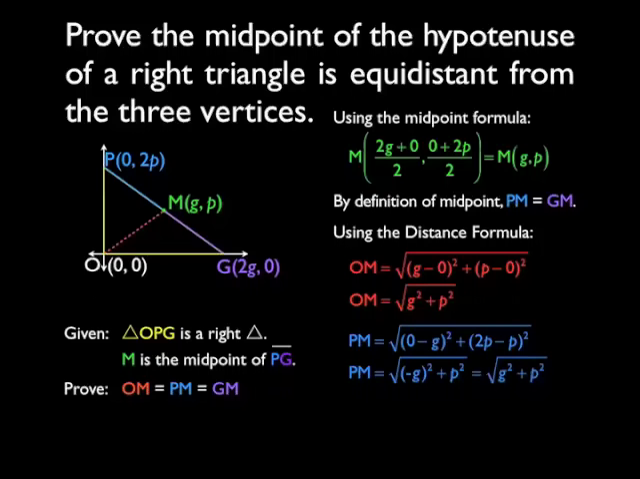Notice now that the distance from O to M and the distance from P to M are equal. They both equal the square root of g squared plus p squared. And we also know that GM is equal to PM, so the transitive property tells us that all three segments are the same length. And we're done. So notice how quick that was. We used the midpoint formula once, the distance formula twice, and the transitive property. Boom. Simple. So that's an example of a very straightforward and simple proof using coordinate geometry.